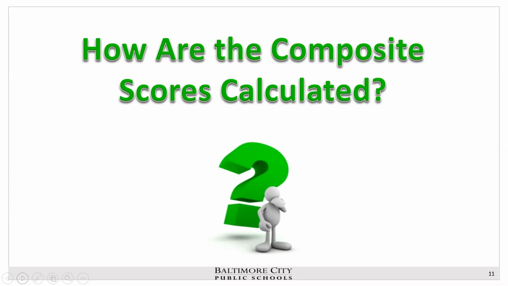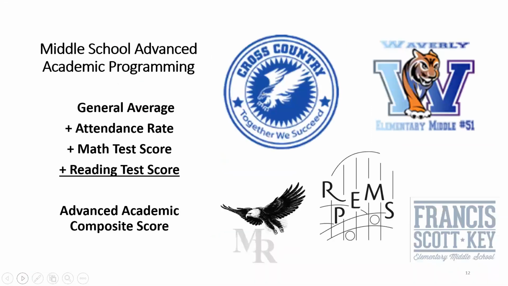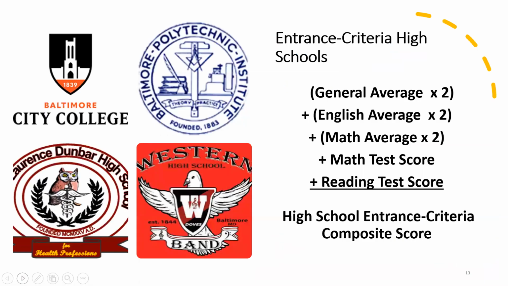Now comes the question of how are those composite scores calculated? For our middle school advanced academic programming, we look at the general average, your attendance rate, your math test scores, and your reading test scores from fourth grade. At the high school level, we look at your English average, your math average, as well as your general average, in addition to your math and reading test scores.